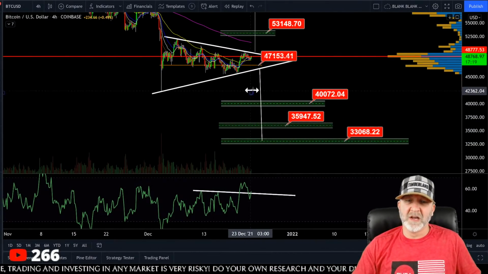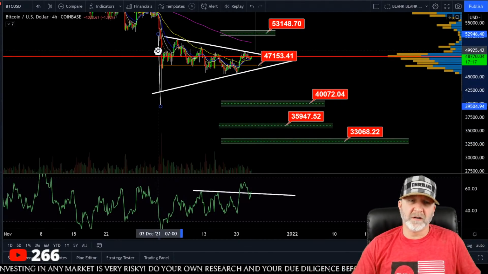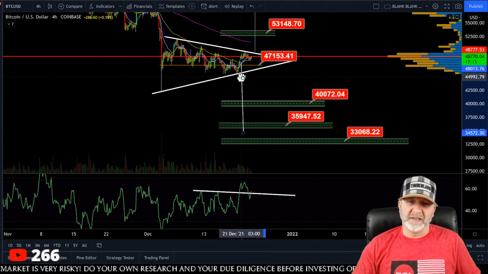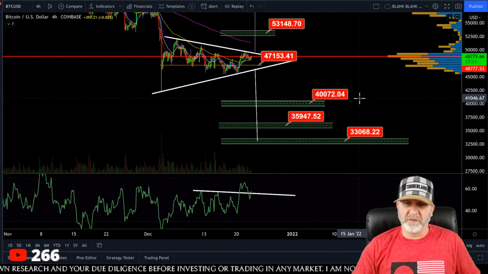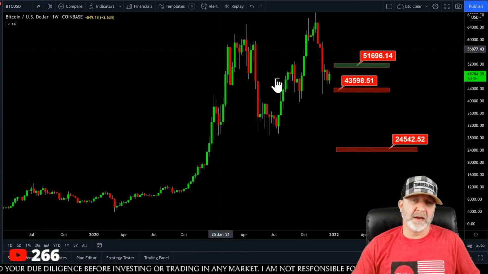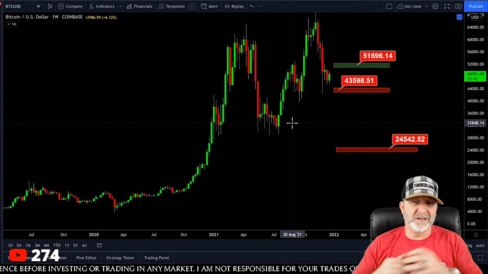If that breaks, could be this measured move here. Looking at this as a huge bear flag, down to about the $33,000 range. We'll be keeping a close eye on it, guys. This is the weekly chart.